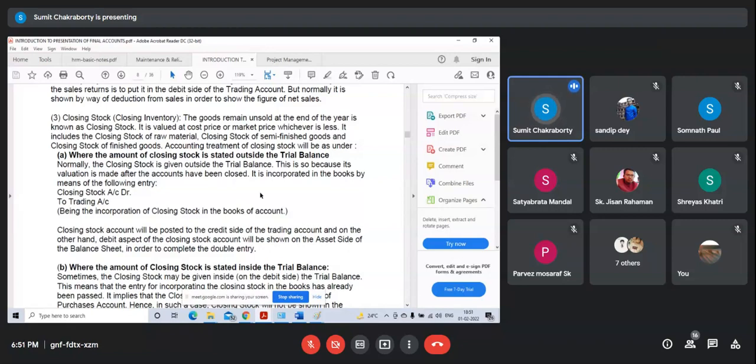Accounting treatment of closing stock, where the amount of closing stock is stated outside the trial balance. Normally, the closing stock is given outside the trial balance, and this is so because its valuation is made after accounts have been closed. So it is incorporated in the books by means of the following entry: closing stock account debit to trading account.